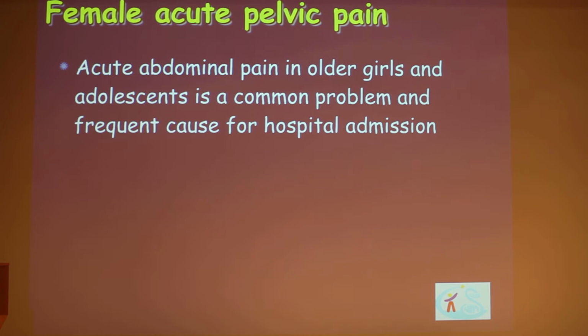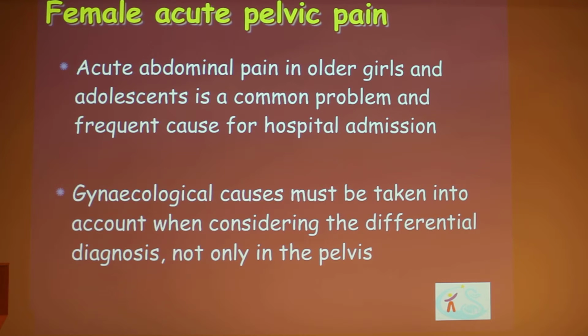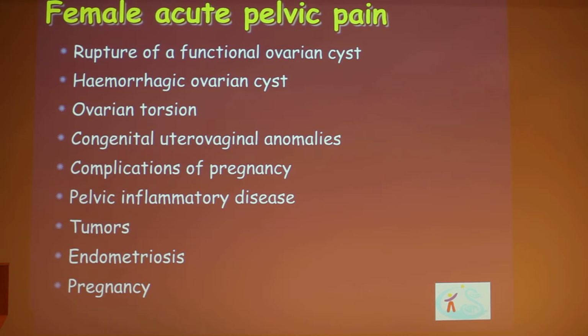Acute abdominal pain in older girls and adolescents is a common problem and a frequent cause for hospital admission. Gynecological causes must be taken into account in considering the differential diagnosis, not only in the pelvis. And there are many reasons. It can be just rupture of a functional ovarian cyst. It can be a hemorrhagic ovarian cyst, torsion, congenital uterovaginal or Mullerian anomalies. It can be pregnancy or complication of pregnancy, PID, tumors, and endometriosis, just to mention a few. And of course, it can also be stones or appendicitis.